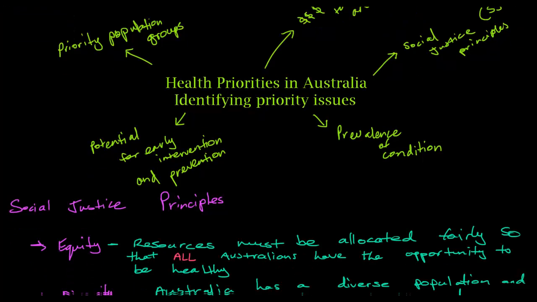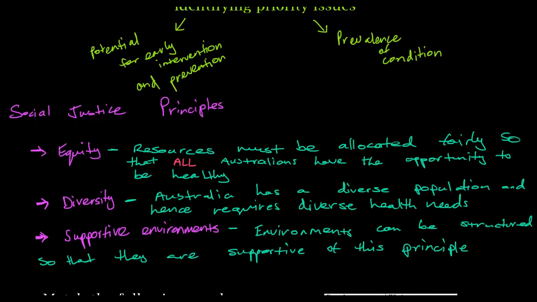So let's jump onto social justice principles. These are some definitions that I wrote out and I thought were pretty straight to the point and made sense. First off, equity. Resources must be allocated fairly so that all Australians, key word which is all Australians, have the opportunity to be healthy.